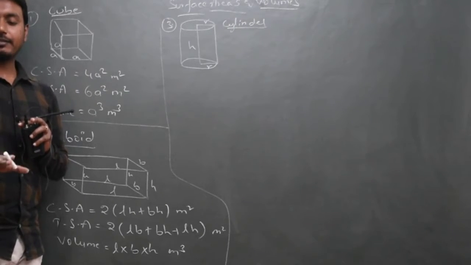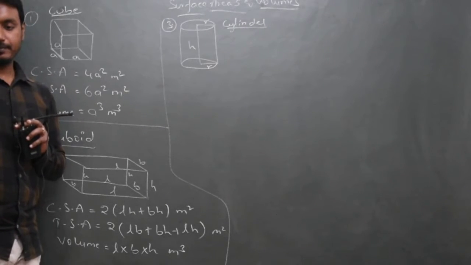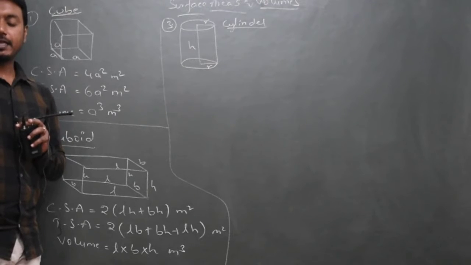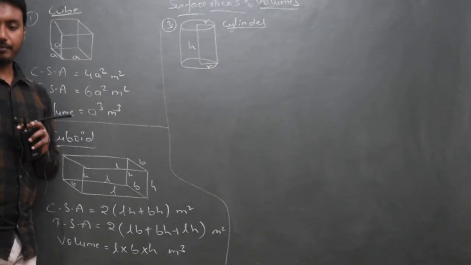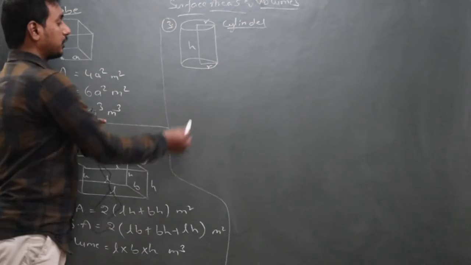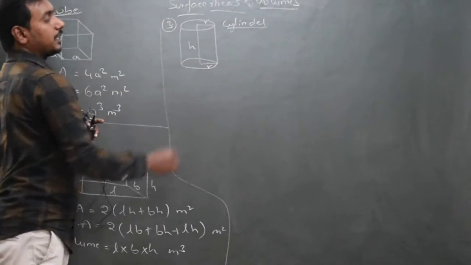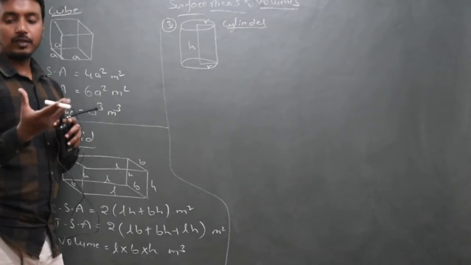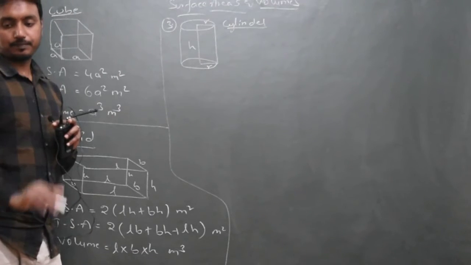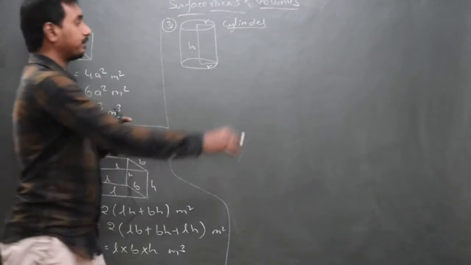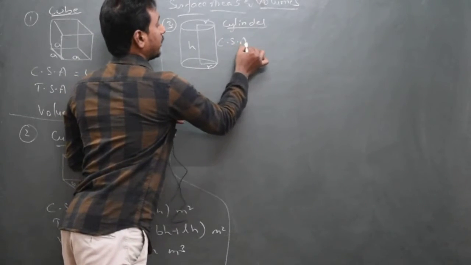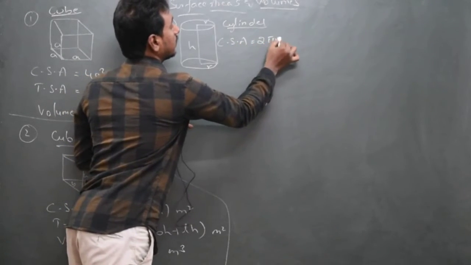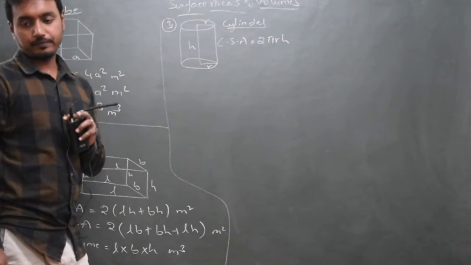the area is given as pi r square. Area of a circle is pi r square and the perimeter is 2 pi r. Okay, perimeter means the fence. So the perimeter of the circle is 2 pi r and the height is h. So that will give you the curved surface area of the cylinder. Okay, right. Curved surface area of the cylinder is given as 2 pi r h.